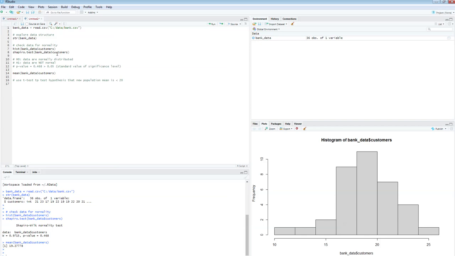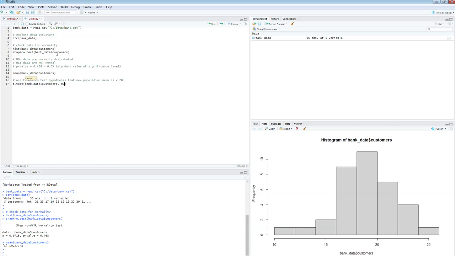Okay, and we're going to use pretty much the same t-test that we used in the two previous problems. So I'm going to say t.test. And in this test, first of all, I have to provide the function with the column of data that I'm going to test. So that would be bank_data$customers.